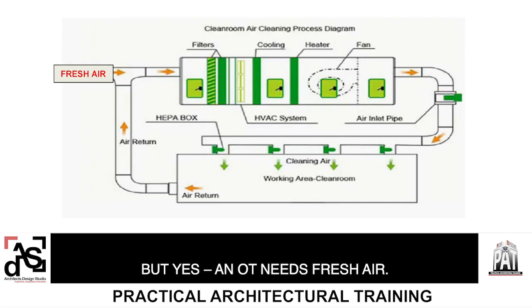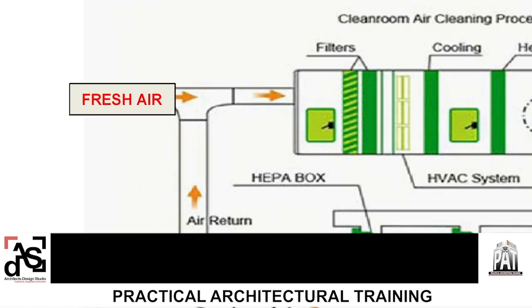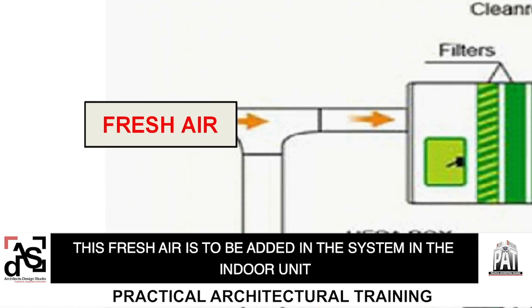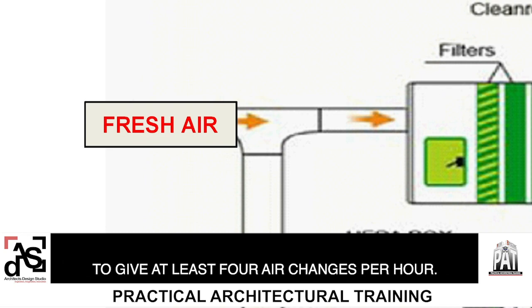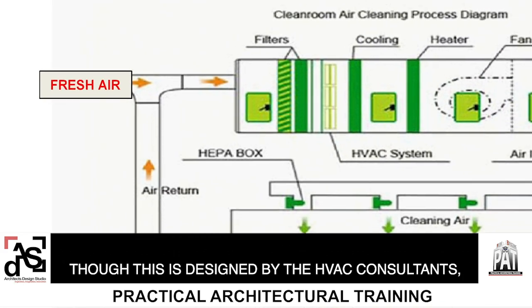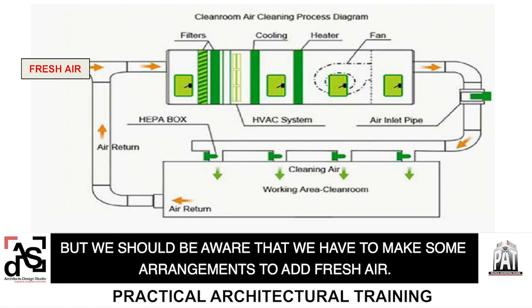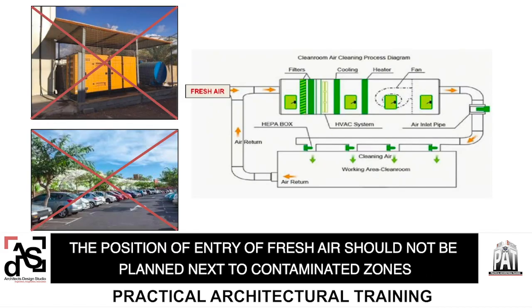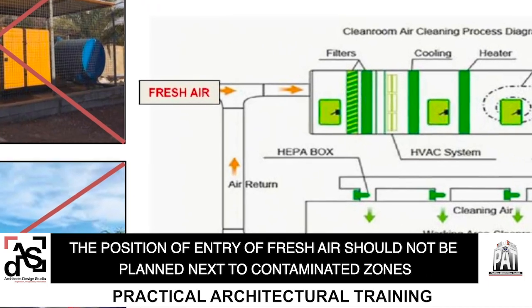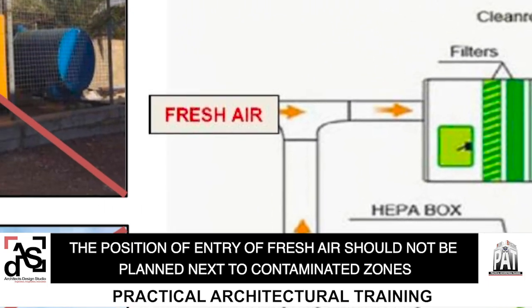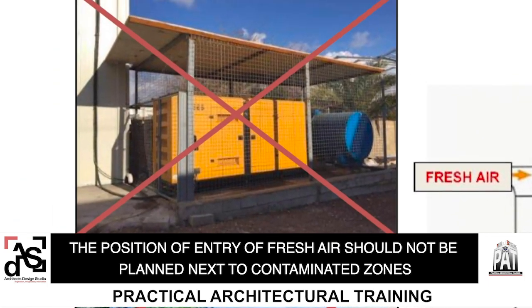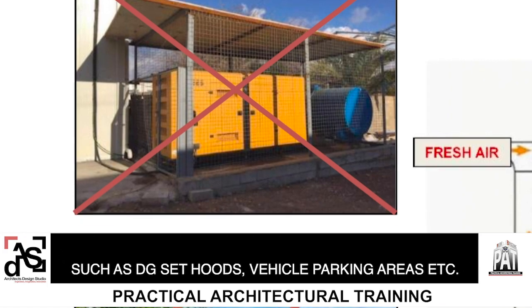But yes, an OT needs fresh air. This fresh air is to be added in the system in the indoor unit to give at least 4 air changes per hour. Though this is designed by the HVAC consultants, we should be aware that we have to make some arrangement to add fresh air. The position of entry of fresh air should not be planned next to contaminated zones such as DG set hoods, vehicle parking areas, etc.